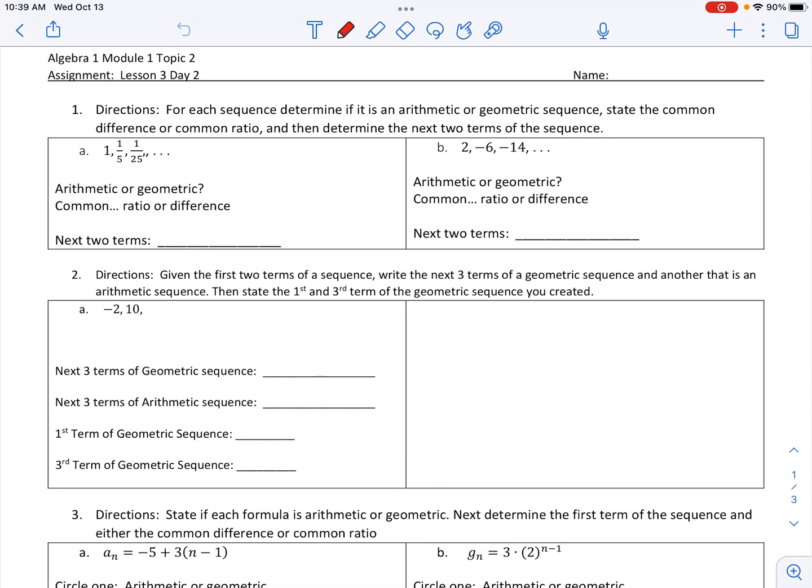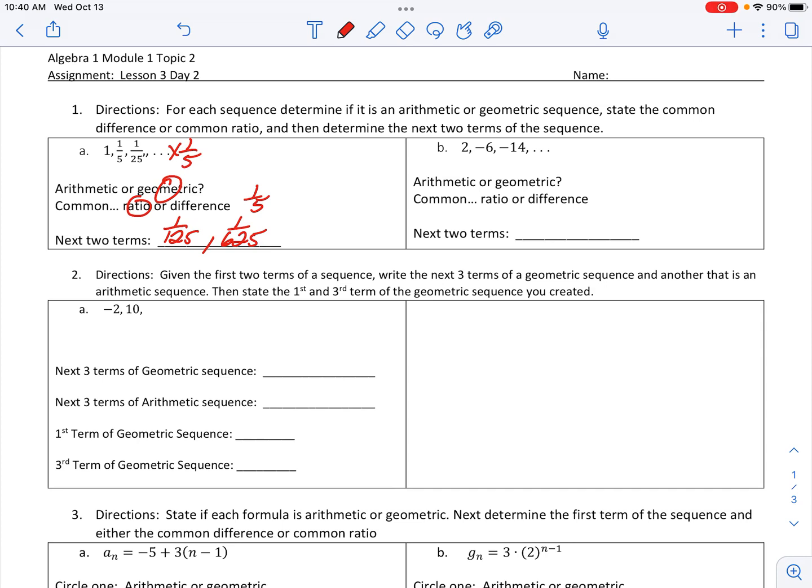Okay, number 1, this is geometric because we are multiplying by a 1/5 from one term to the next. That means it's going to be a ratio. And then to get the next two terms, go to your calculator, punch it in. 1/25 times 1/5 gives me 1/125. Punch it in, and you get 1/625.